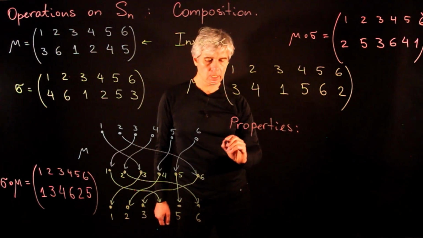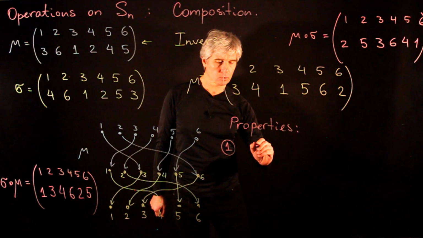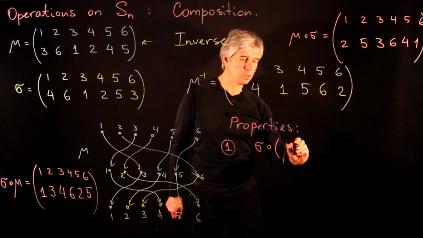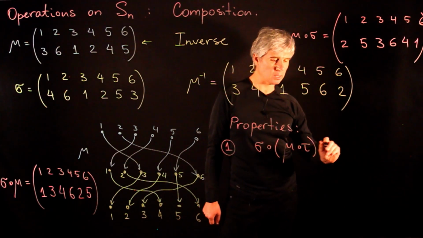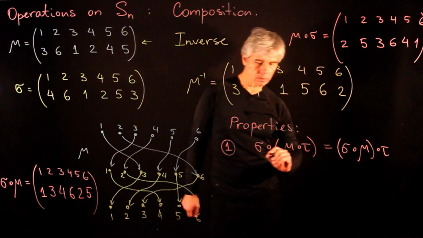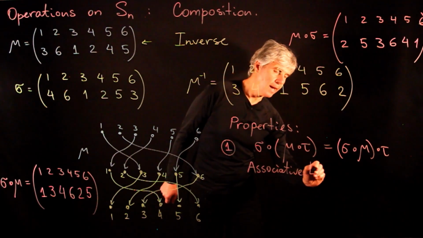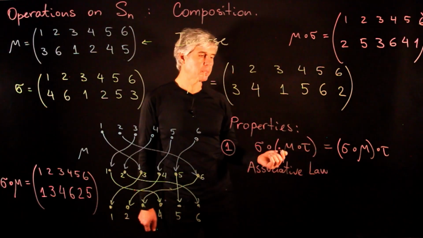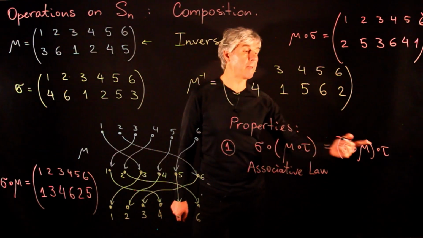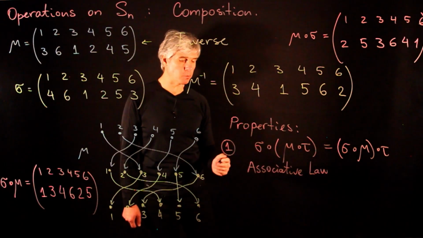So the first is the associative law for the composition of permutations. So if we have sigma composition with mu and tau, this is the same as the composition of sigma with mu, composition with tau. So this is called associative law. And this law holds because it holds not only for permutations, but for compositions of arbitrary mappings. So this is a very general property of compositions. And in particular, it holds for permutations.